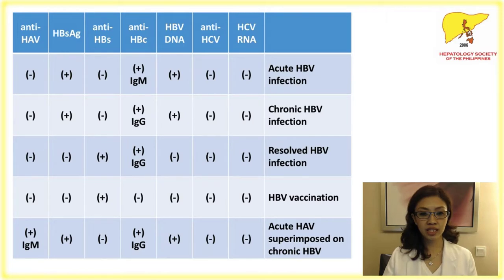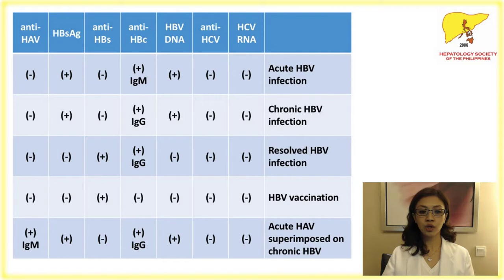Here are practice sets for review. I have a table here that will further elucidate serologic interpretation. This includes serology for hepatitis A, B, and C. In the first set, we see positive HBs antigen, meaning there is current hepatitis B infection, and the presence of IgM type of core antibody suggests that the infection is acute. With detectable viral load, this is interpreted as acute hepatitis B infection.